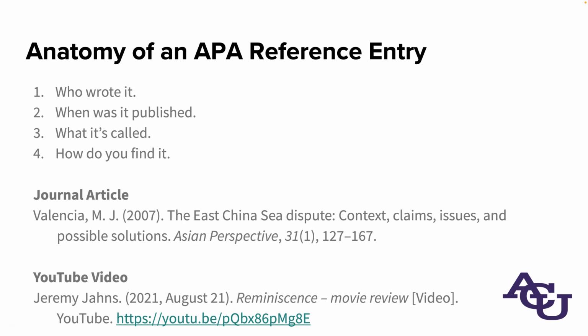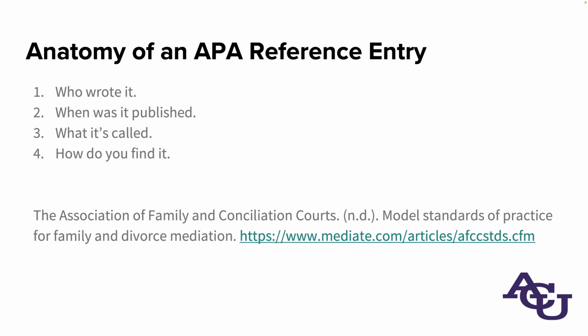You'll note that we have the title of the video in italics in sentence case, with, in square brackets, that it is a video, the name of the platform, YouTube, and then a link. But again, that's getting back to our formula. Who wrote it or made it available? Well, the channel, Jeremy Johns. When was it published? 2021, on August 21st. What's it called? It's called Reminiscence Movie Review. It's a video, so you know we can search for it where? On YouTube, and then here's a direct link to it.